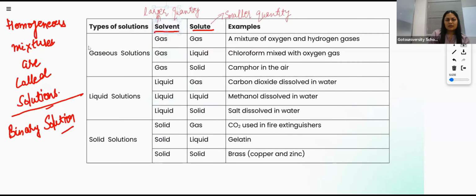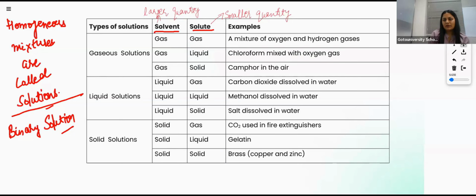As you can see here, in gaseous solution we are taking gas as a solvent, and what is varying here is the solutes, okay? So in all the three categories, whether it is gaseous solution, we are taking solvent gas. In liquid solution, we are taking liquid as solvent, and in solids, we are taking solid as solvent, right? And the solute in all three categories can be solid, liquid, and gas.